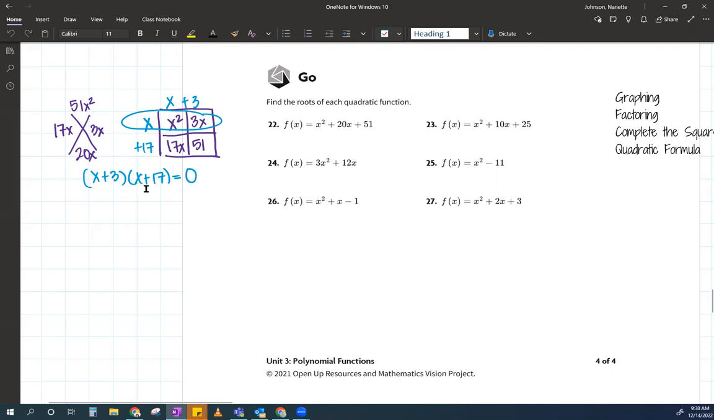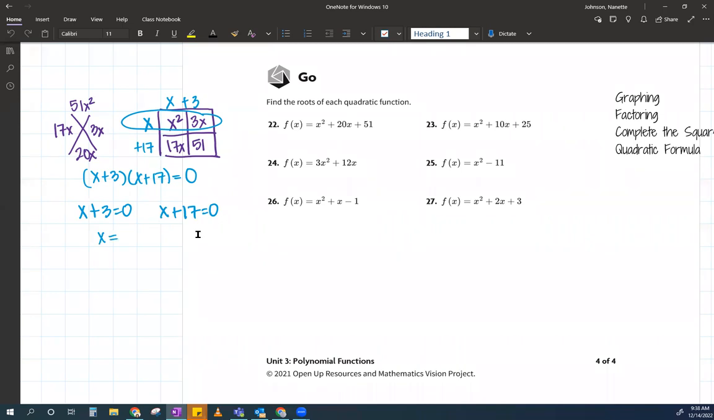Anything times anything equals 0. Well, that must mean one of those anythings must be 0. So I'm going to make this anything equal to 0, and I'm going to make this anything equal to 0. This is why 0 was your favorite multiplication table when you were younger, right? So my final answers are x is equal to -3, x is equal to -17.